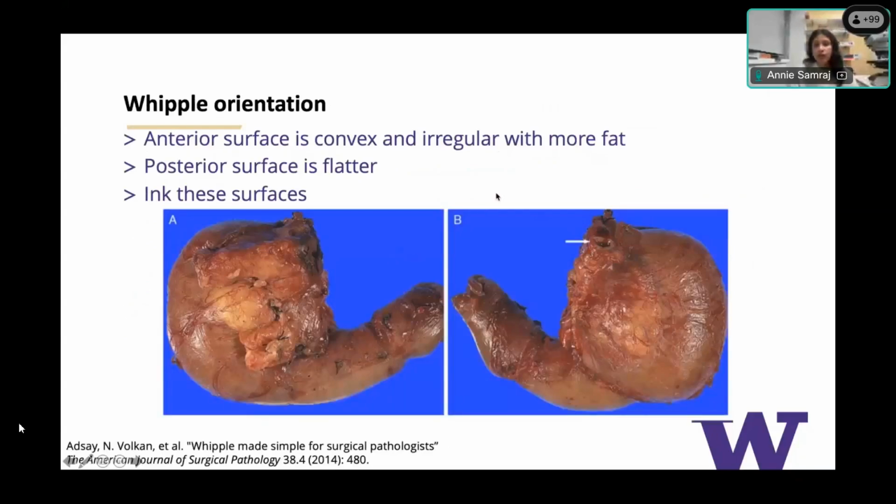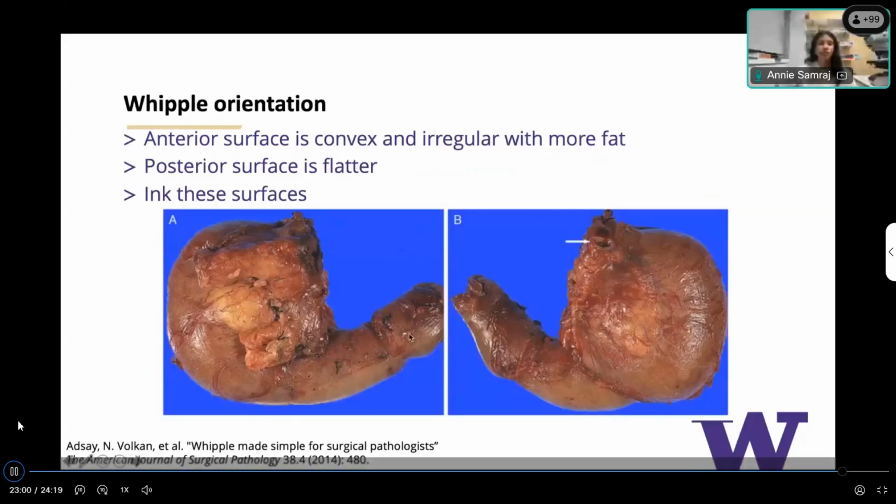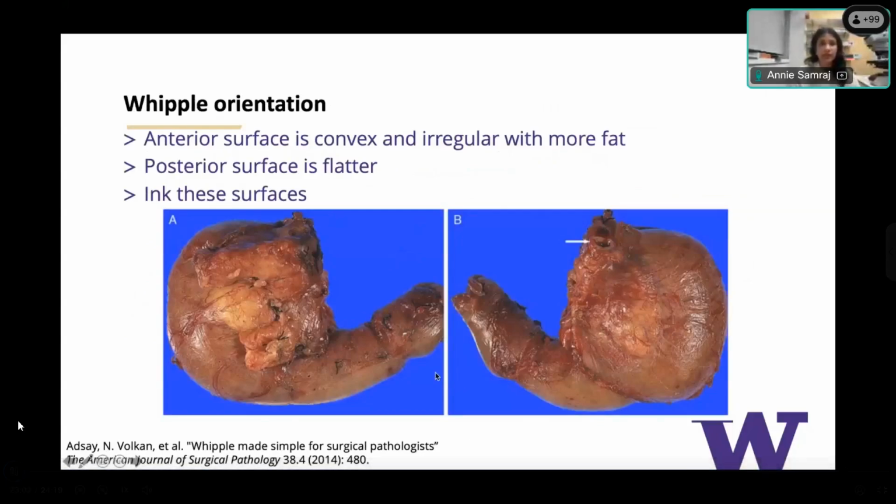Okay, so let's talk about orientation. So when we get the specimen, the first thing I like to do is to think about where the anterior and posterior surface is. So these are formalin fixed sections. And so sometimes the formalin fixation can alter the anatomy. So it's always a good idea to ink the specimen before you do the formalin fixation.